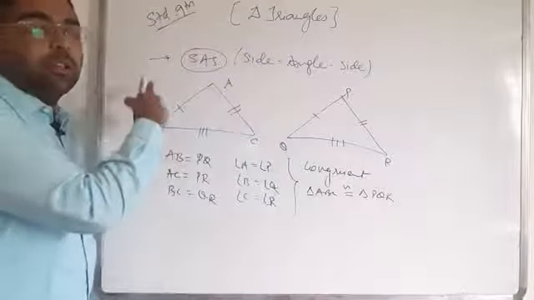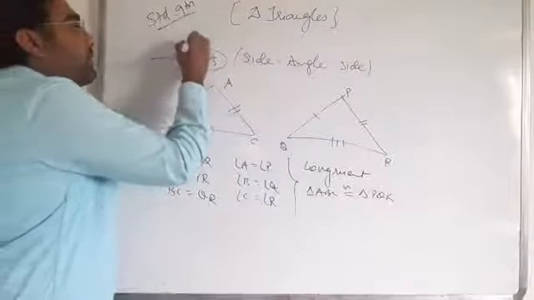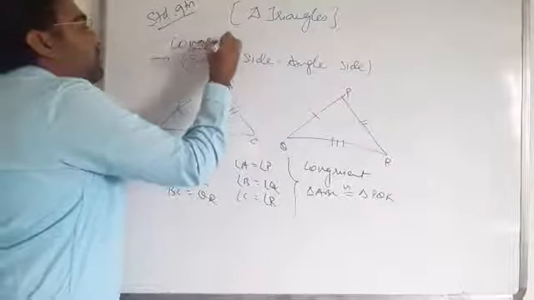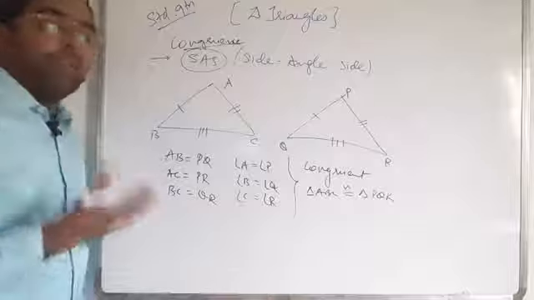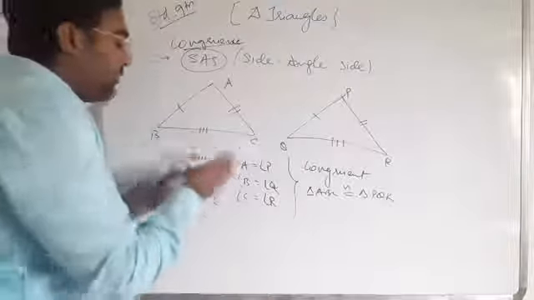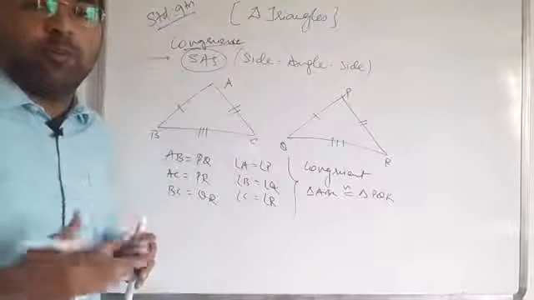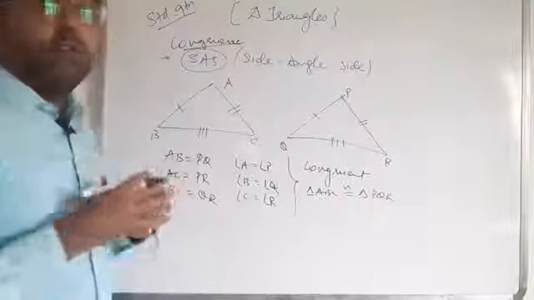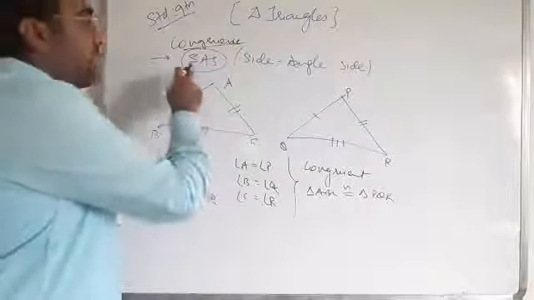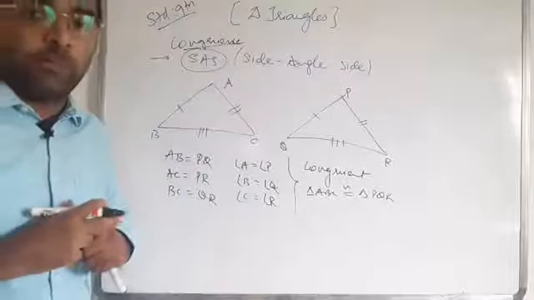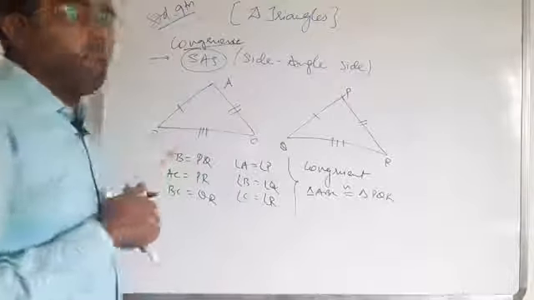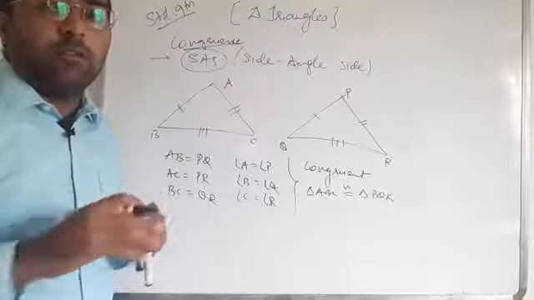But using the criteria of congruency, we can tell that we don't need all sides and all angles to prove that the triangles are equal. We just need any two sides and the angle included between them to be equal.